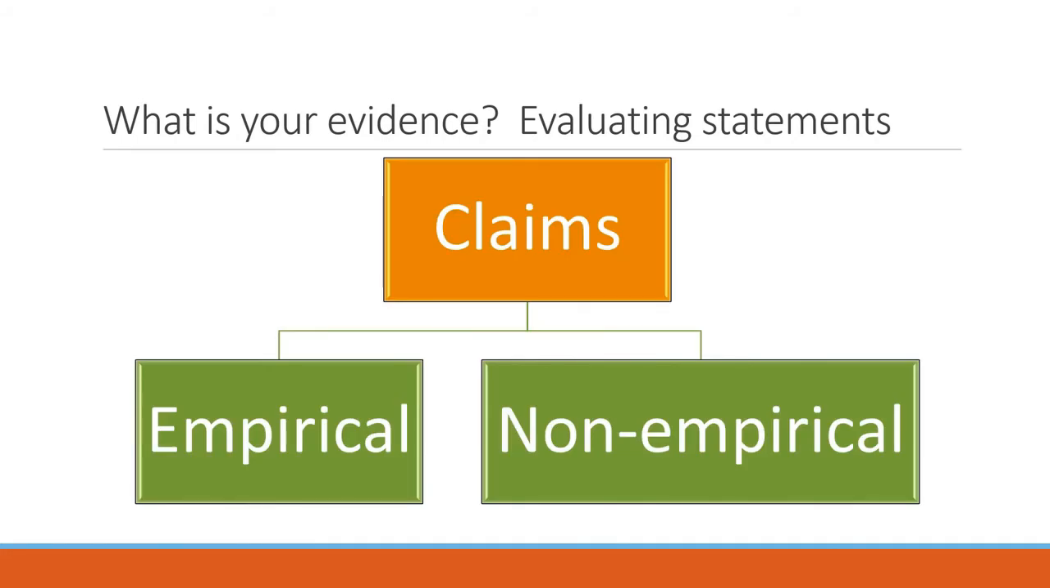The first thing to consider when trying to figure out if we should accept a statement as true is that there are different types of statements or different types of claims. Some statements are empirical statements and others are not empirical. Empirical claims are the kinds of claims that can be confirmed, supported, or refuted with observation, experience, and experiments.